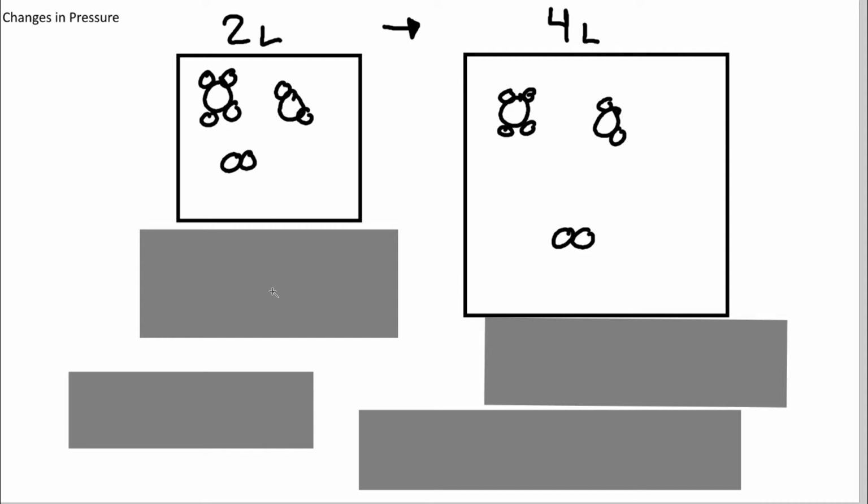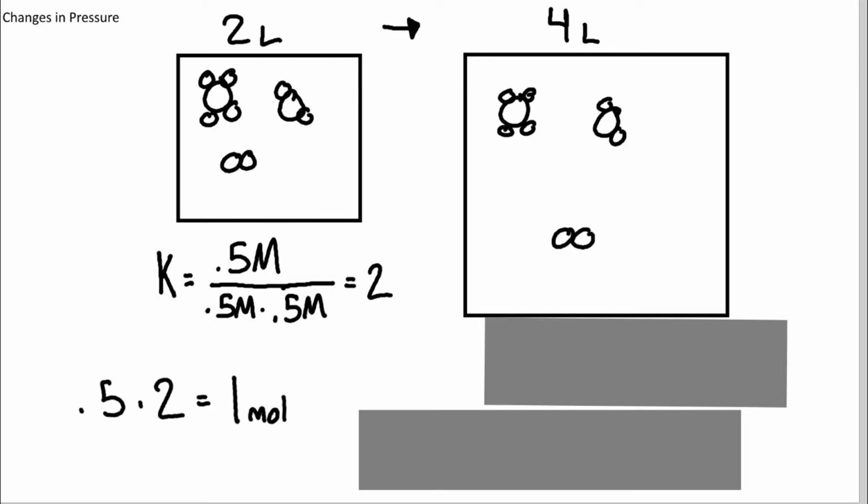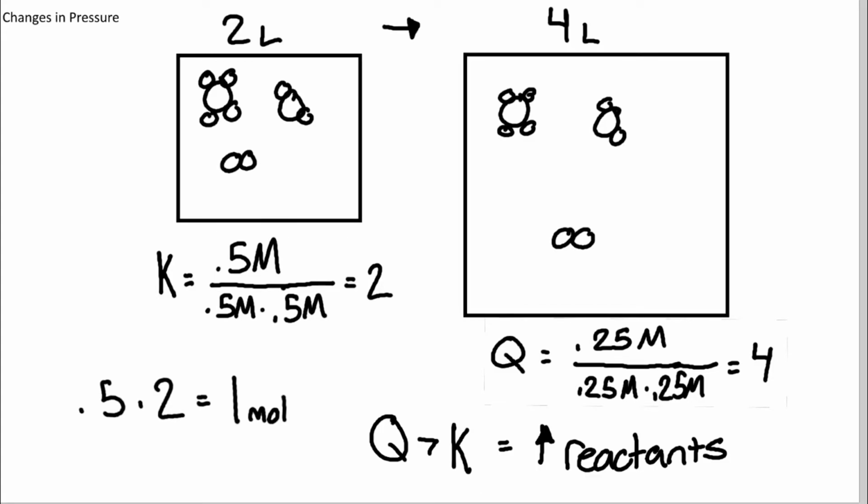So we're going to do the exact same thing. We're going to calculate the K value, which is still 2, the number of moles we need, which is still 1. Now we're going to calculate the new concentration at 4 liters, which is 1 divided by 4, or 0.25. When we put that into our Q, or reaction quotient equation, we're going to get an answer of 4. Now 4 is greater than 2.